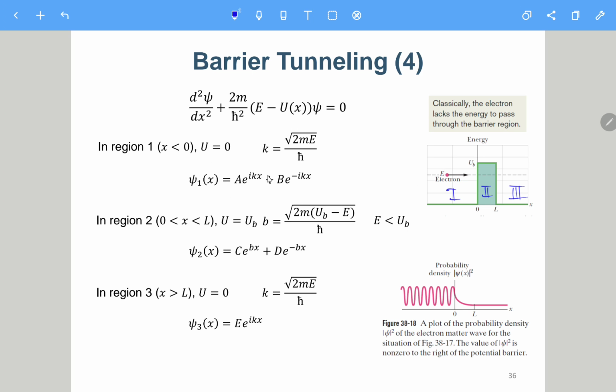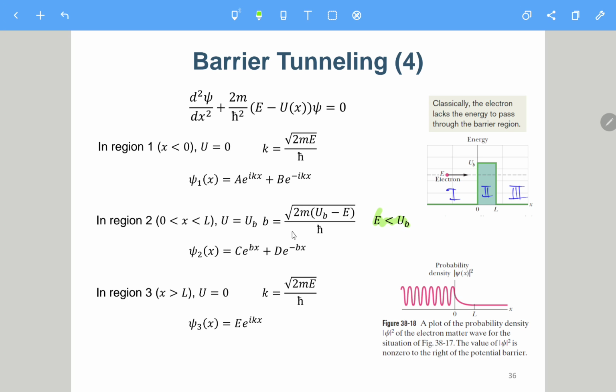Because actually there was some probability that the electron can be reflected by this wall, we have both the positive and negative terms here. So we have A times this one and B times this one. In region 2, similar to the previous case, we have U equals UB. But here we need to remark that E is smaller than UB rather than E is larger than UB.